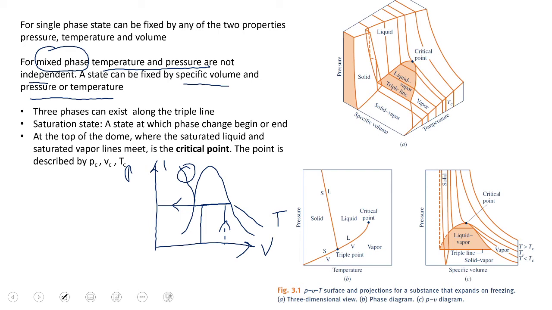Next is saturation state, a state at which change begins or ends. So this line here are saturation states. This is where liquid starts changing to liquid plus vapor, and on this line liquid vapor starts changing to vapor only. So liquid is changing to liquid plus vapor and then vapor only.